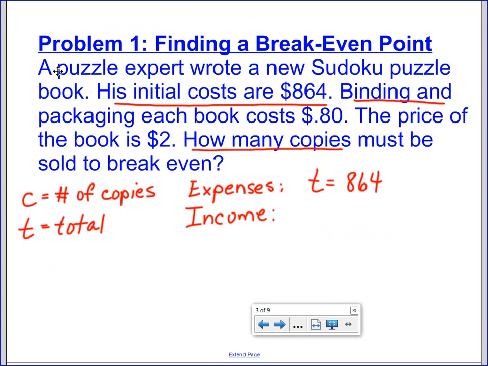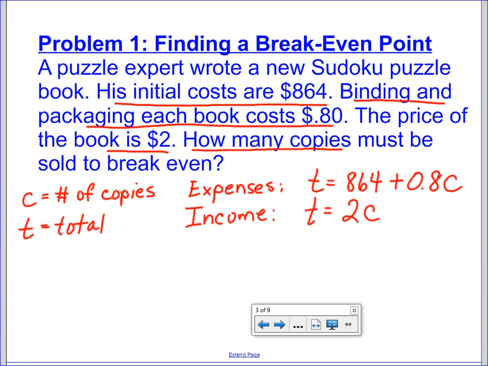All right, sorry for the interruption. We were writing an equation for expenses. So we are told that binding and packaging each book cost 80 cents. So added on to our initial cost would be 80 cents or 0.8 for each copy. So 8 tenths times C. For income, we are told that the price of the book is $2. So our total income is going to be $2 times the number of copies sold.